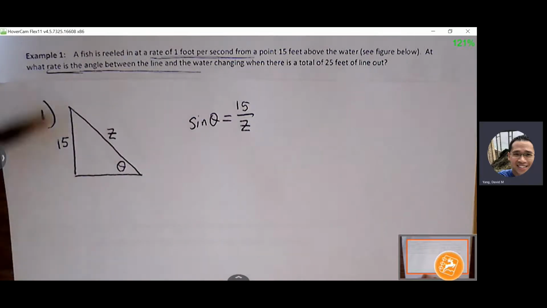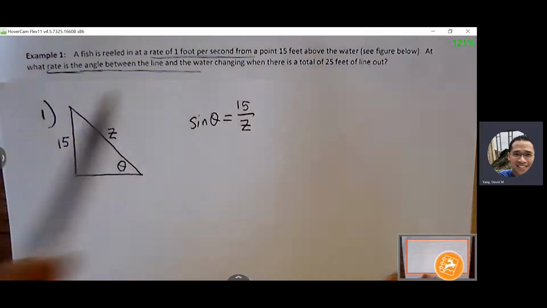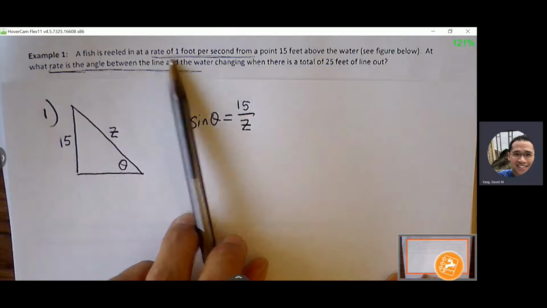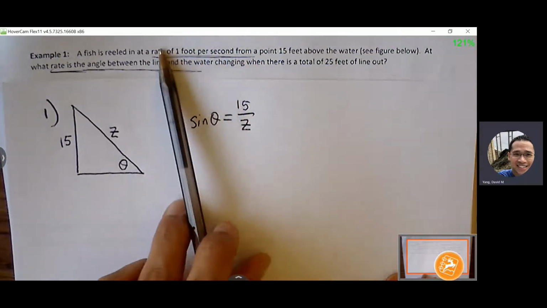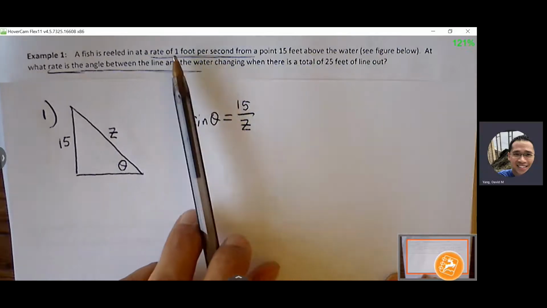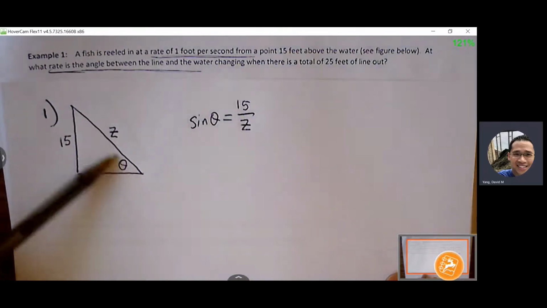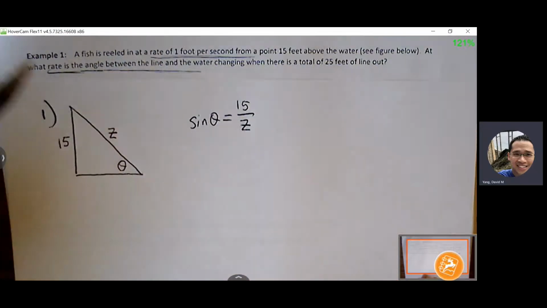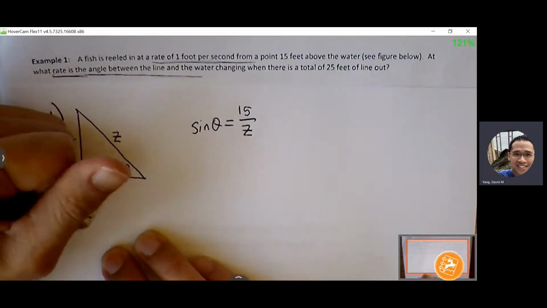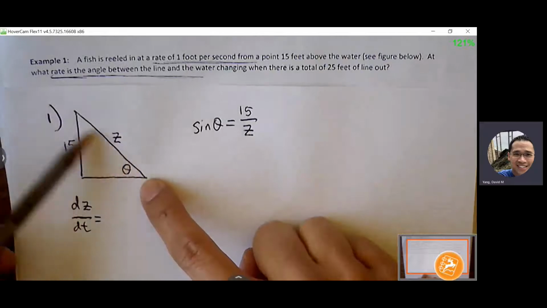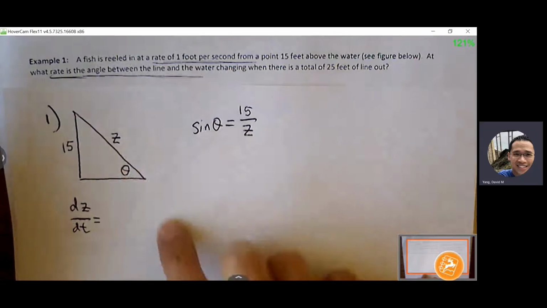Let's just see if we can go back to the problem and start listing out the variables that are involved here. All right, a fish is being reeled in at a rate of 1 foot per second. So what can we assign this value to? Good, you know that the fish being reeled in is related to z, but you see the word rate, so you know it's going to be dz/dt. Any adjustment that we have to make with dz/dt? It's negative because z is shrinking, right? z is shrinking. This line is getting smaller over time.